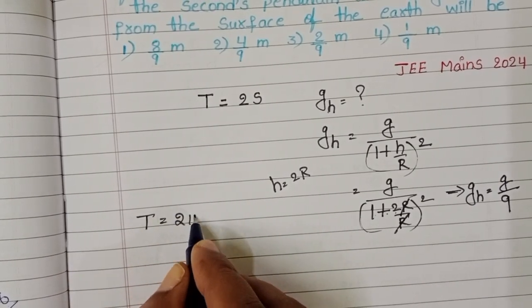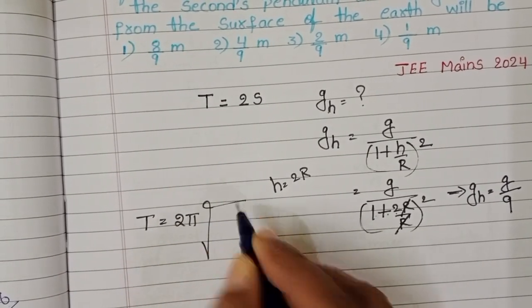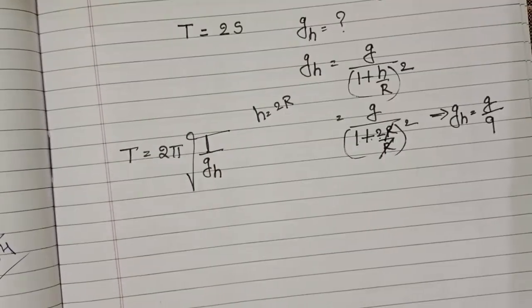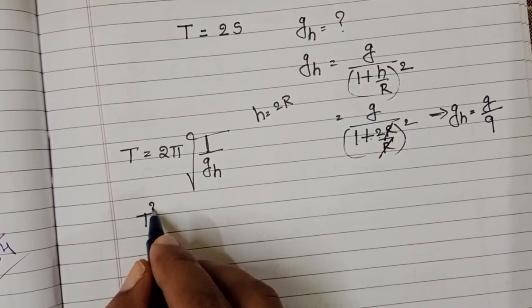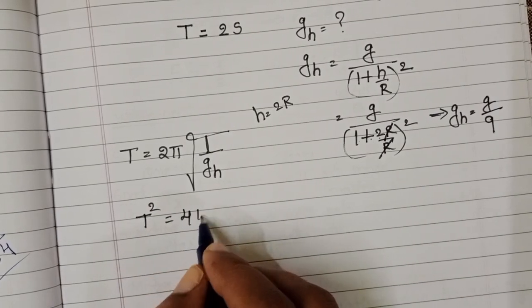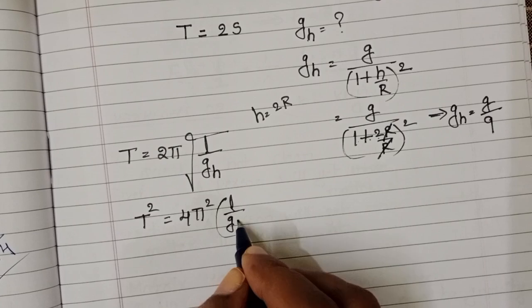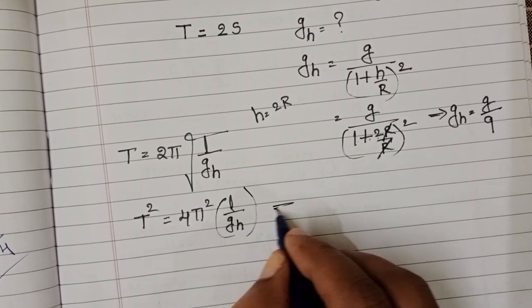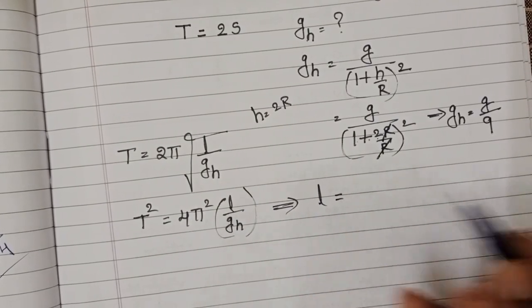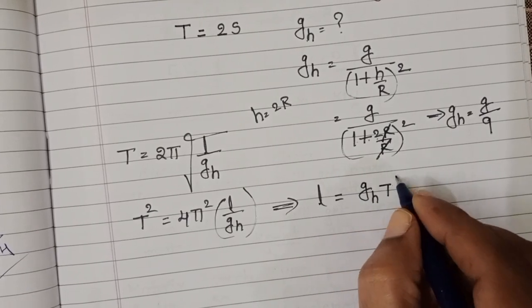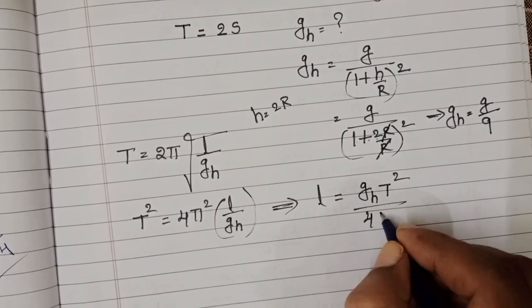The formula to calculate the time period of seconds pendulum: T equals 2 pi square root of L by g. From this, T square is equal to 4 pi square into L by g_h. Length of the simple pendulum is equal to g_h into T square by 4 pi square.